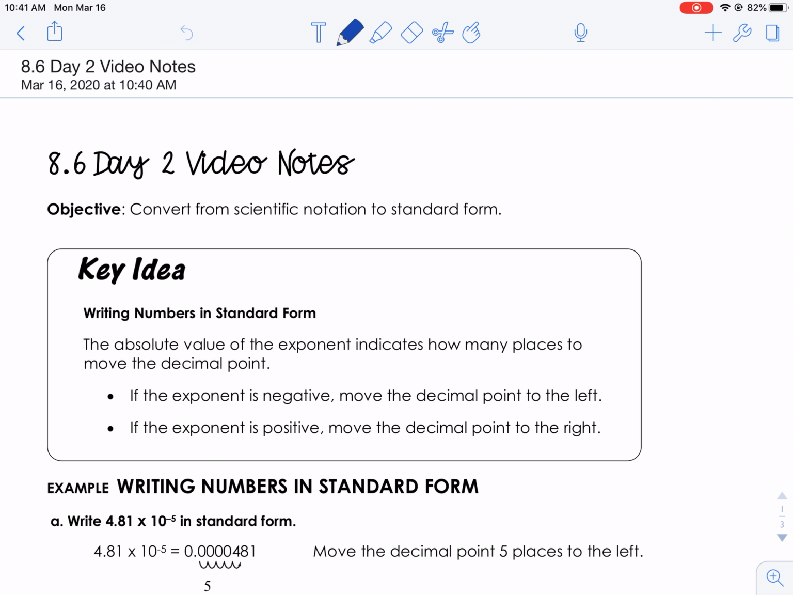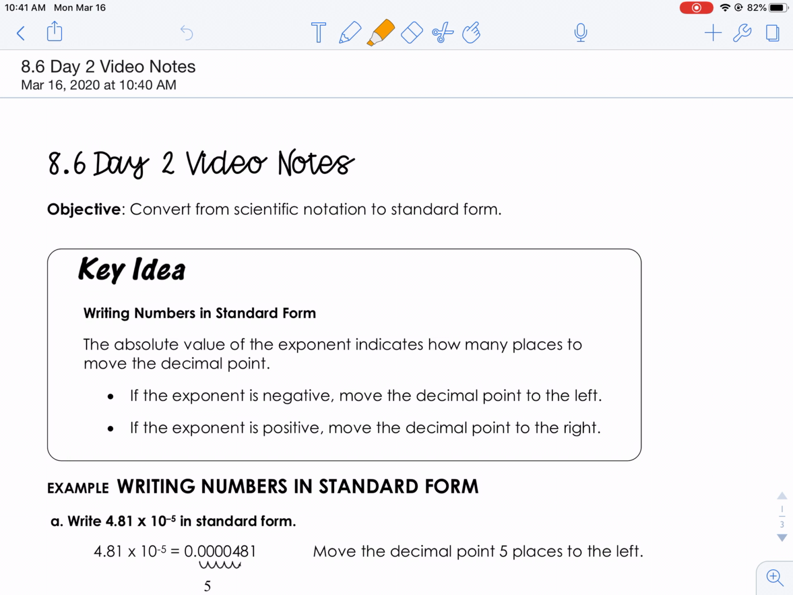All right, this is the 8.6 Day 2 video. The objective of this lesson is to convert from scientific notation to standard form. So in the last lesson, we were going from standard form to scientific notation. Now we're going backwards. So again, a couple key things to remember.